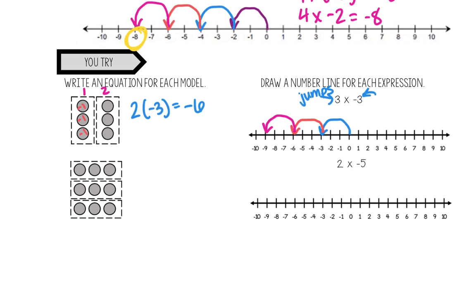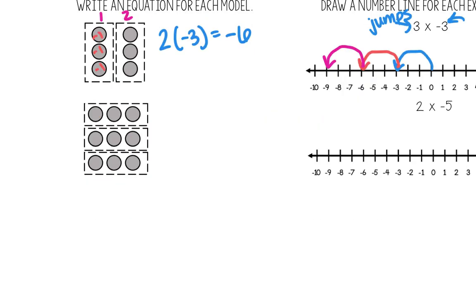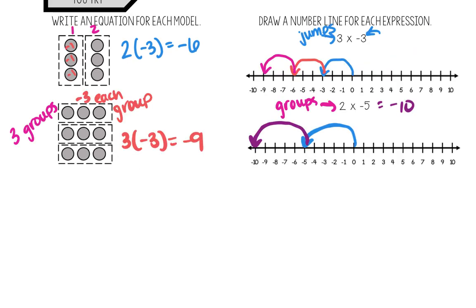You're going to do the last 2 on your own. Go ahead and pause it, do the last 2, and then unpause it to see if you are correct. Here's what you should have gotten. I hope this explains modeling multiplying integers with models.